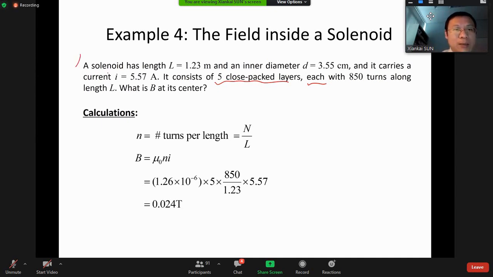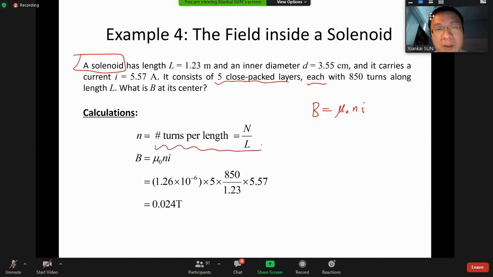Remember here, this is a solenoid, and we already derived that the expression of the magnetic field inside the solenoid is B equals mu naught times n times I. Small n is the number of turns per unit length, so n is equal to big N divided by L. So here, the big N is equal to 850, and L is 1.23 meters.